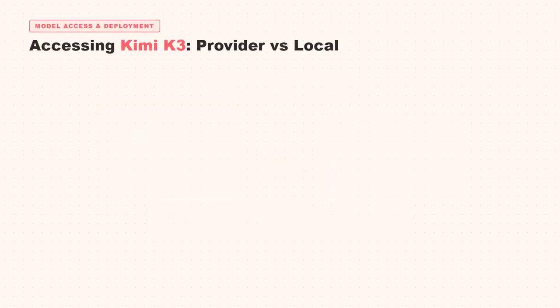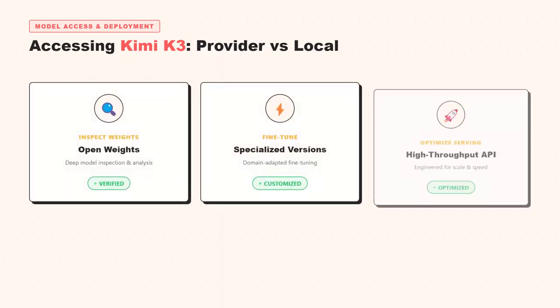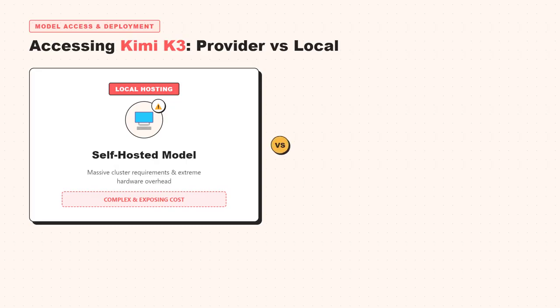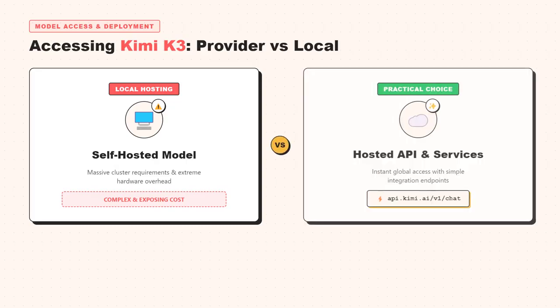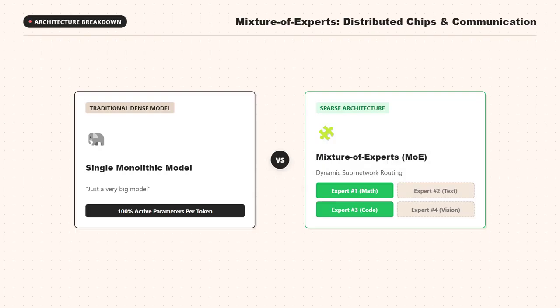Open weight does not automatically mean locally practical. You may eventually use Kimi K3 through many independent providers. Companies can inspect the weights, create specialized versions, and optimize the serving system. But running the complete model yourself is a completely different question. For most people, access will still mean using an API or a hosted service.